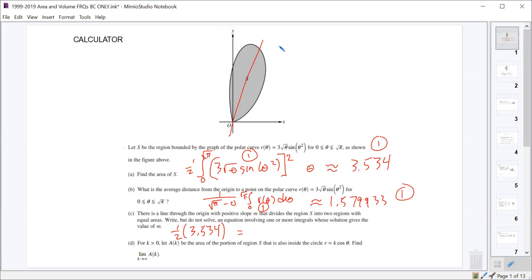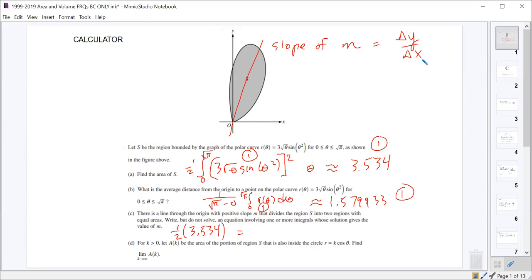What do we know about this? This has a slope of m. True? Well, what is a slope? The slope is a change in y over a change in x.